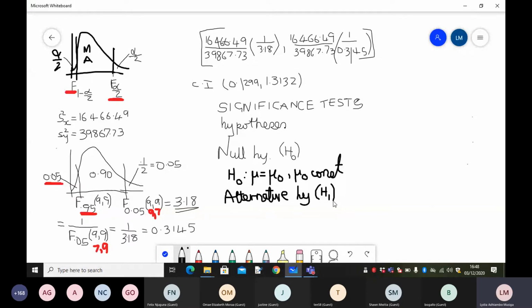So what does that mean? What is the alternative hypothesis all about? It's the hypothesis which is complementary to the null hypothesis.